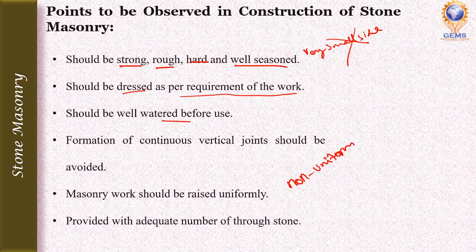Next point is, the masonry should be provided with an adequate number of through stones. So what is the adequate number of through stones we have to give? We can't give too many through stones or too few through stones.